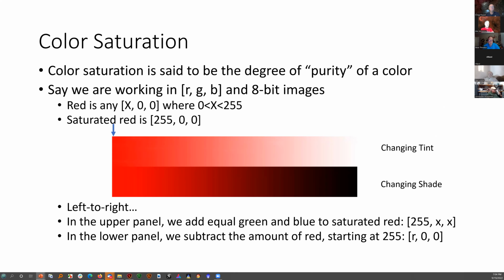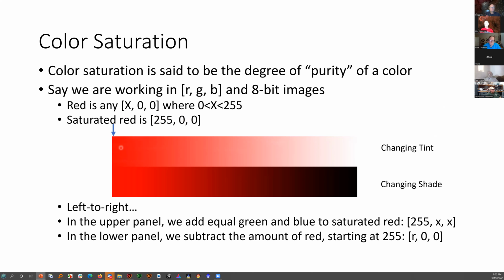Color saturation is my first term, and we all know more or less what that means. It's the amount of a color, or the purity of a color. Say we're working in RGB space. In this case, I'm saying it's 8 bits, so X in this set of brackets, RGB bracket, can take on a value from 0 to 255. And this is the red channel, and red is saturated when it has a value of 255. In this case, green and blue have a value of 0. And that puts us right at this end of my diagram here, or my bar here.